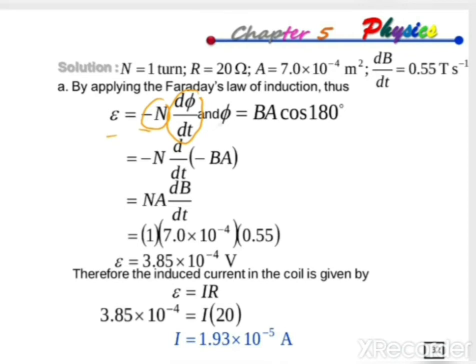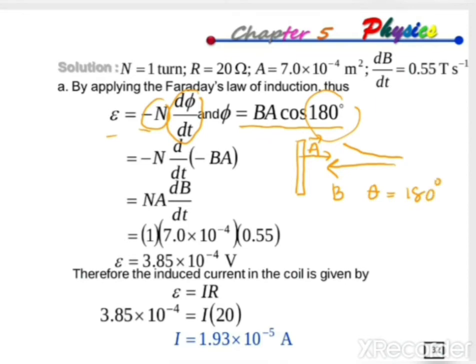So, flux, or phi, in this equation is actually BA cos theta. And the theta for this case, since we have the circular coil, and this is the direction of the magnetic field, and this is the direction of vector A, that's why theta in this case is actually 180 degrees. So we rearrange the equation, and we get phi equal to negative BA.